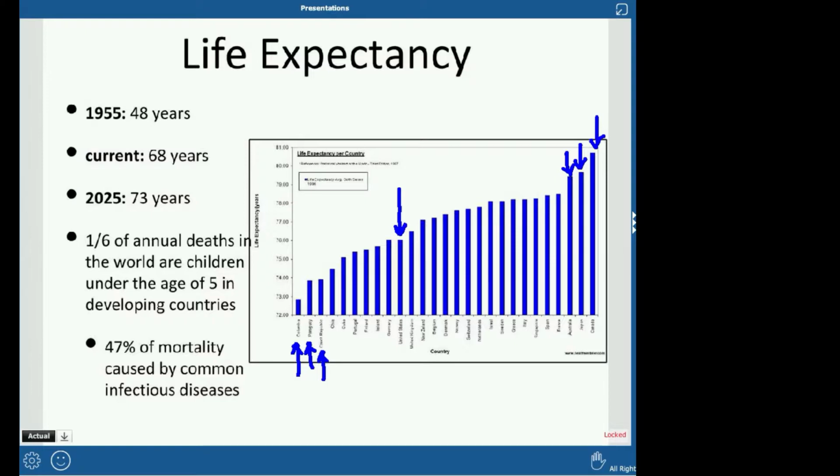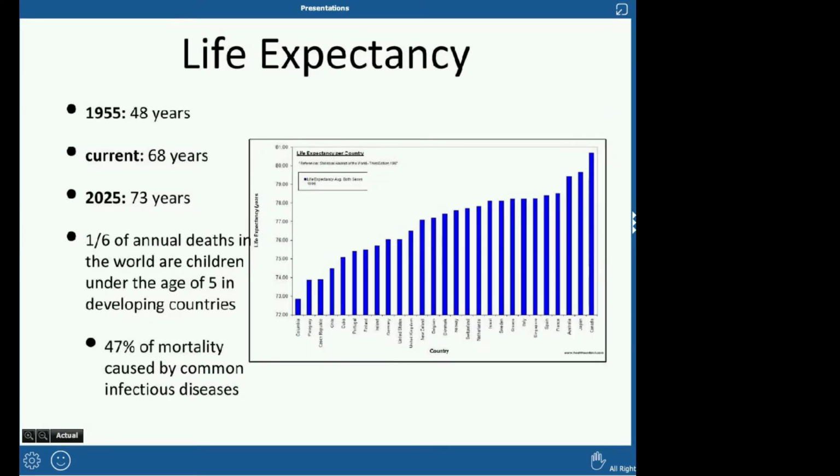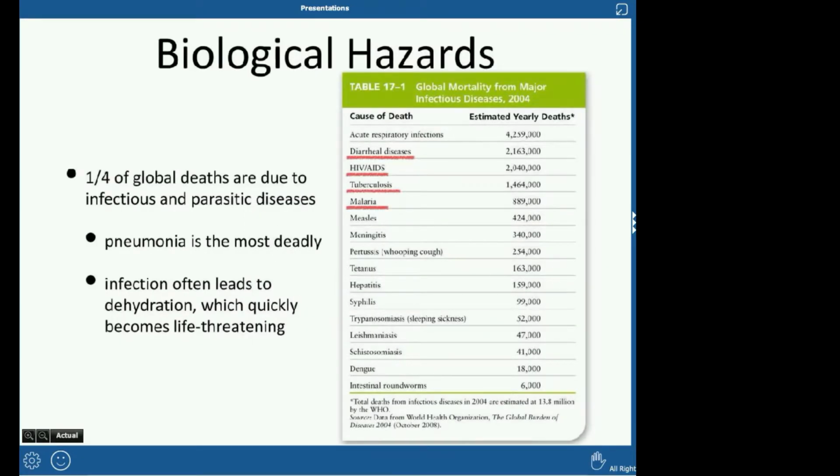So a sixth of the deaths in the world are kids under the age of 5 in developing countries, and almost half of this is caused by infectious disease. They're just dying because they get sick, which is sad. A quarter of the deaths worldwide, all deaths, adults and kids, are due to infectious and parasitic diseases, and pneumonia is the most deadly.